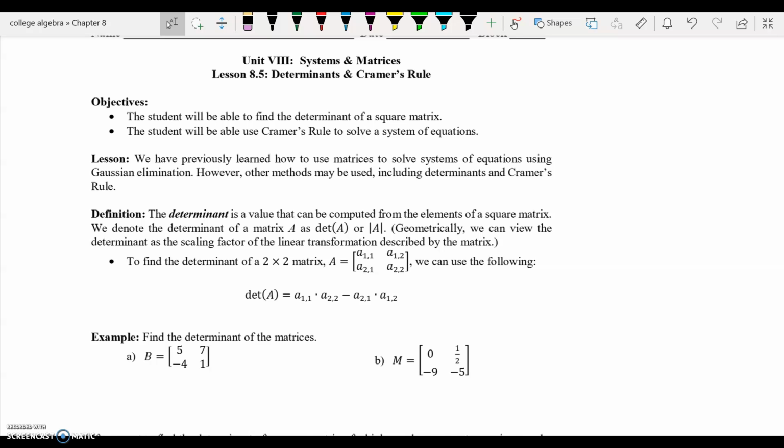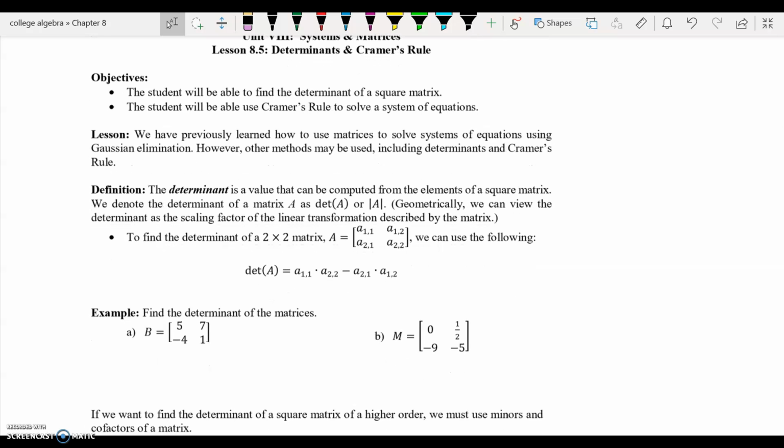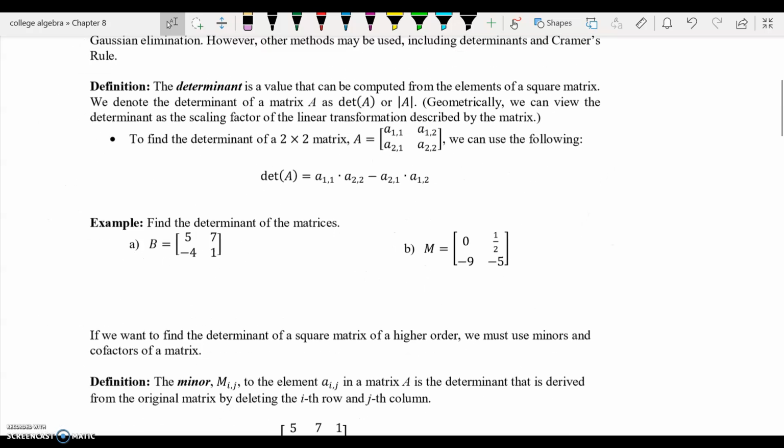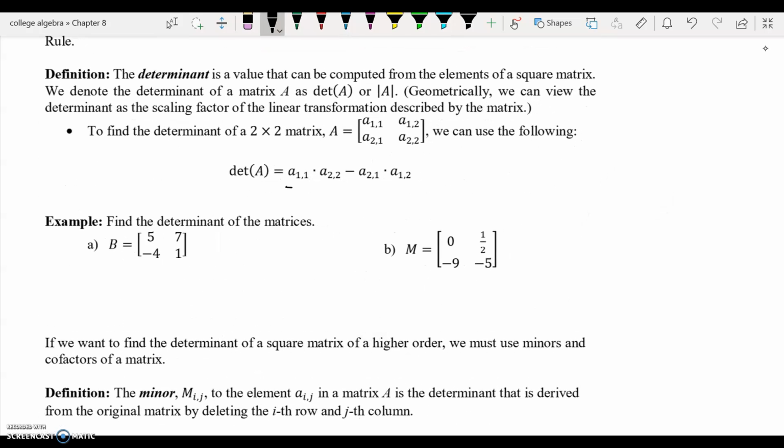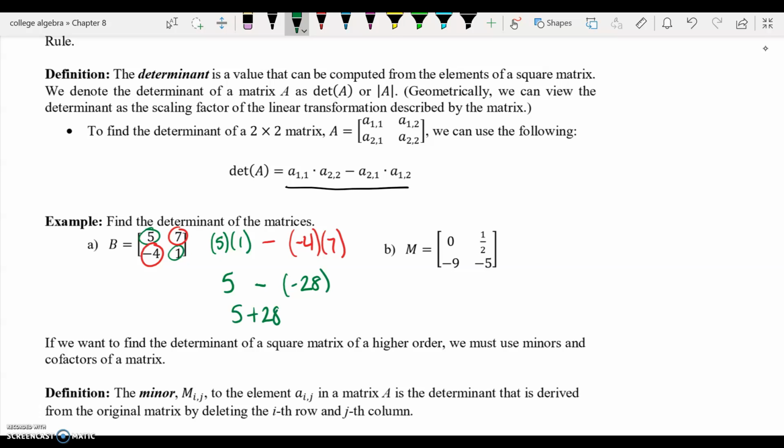Knowing what we know from matrices and the order of them will help us. So the determinant of a 2 by 2, they give you the actual definition right there. However, I'm just going to show you an example and then have you guys do B. So here's what you do. You take 5 and 1 and you multiply them. And then you subtract that from -4 and 7. So you're doing opposite corners. So I would do 5 minus -28, which would be 5 plus 28. So the determinant for that matrix is 33.